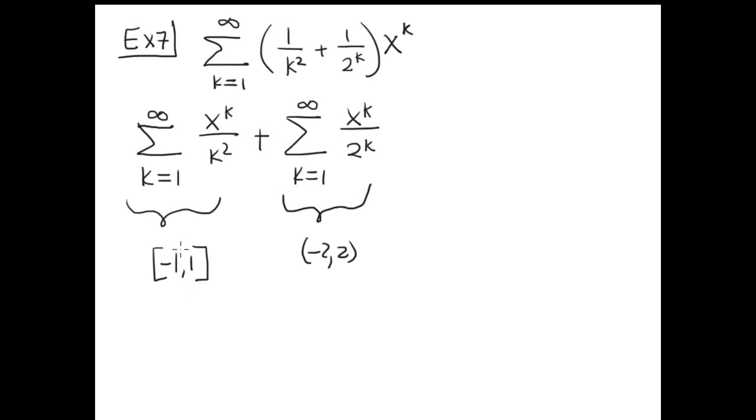Okay, now what is the interval of convergence of this series? It is the combination, which is the intersection. The intersection between the closed interval negative 1 to 1 and negative 2 to 2 is the common part, which is negative 1 to 1.